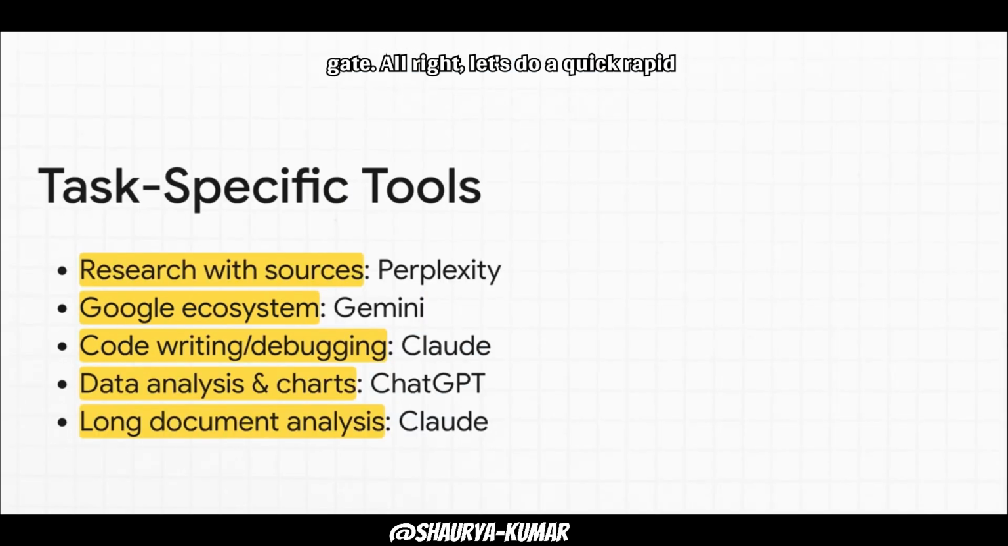All right, let's do a quick rapid-fire round for a few more specific jobs. Need to do research with up-to-the-minute sources? That's Perplexity, no question. Working deep inside the Google ecosystem with docs and sheets? That's Gemini's home turf. Writing or debugging code? The consensus is Claude is your best bet. Analyzing a spreadsheet and making charts? ChatGPT's data analysis is fantastic. And if you need to summarize a massive report, Claude's ability to handle huge documents makes it the clear winner.